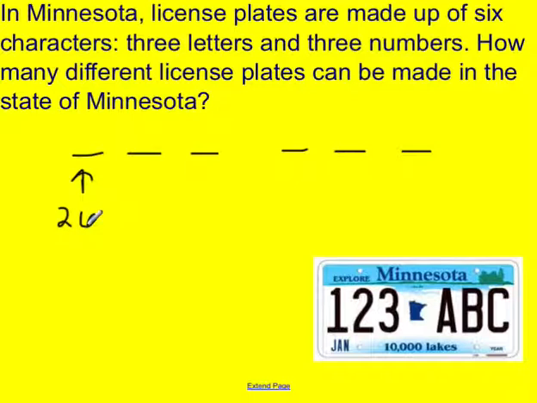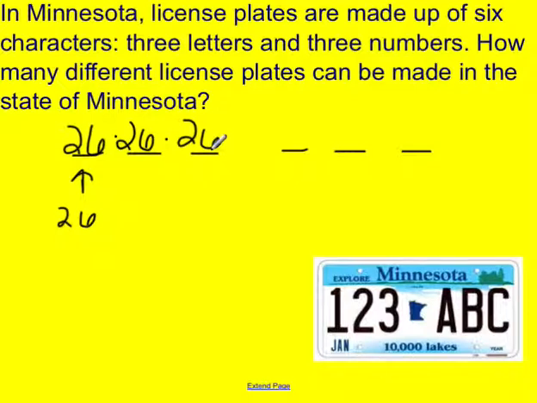Now think about a license plate. Can you have a letter repeated? Absolutely you can. So that means that we're not going to take any letters away, because we could have AAA or we can have CCC if we wanted to. We can have a whole bunch of letters that are the same. So that's why each of those options is 26.